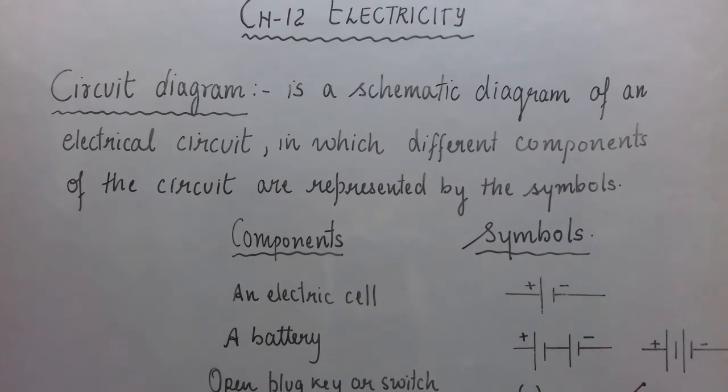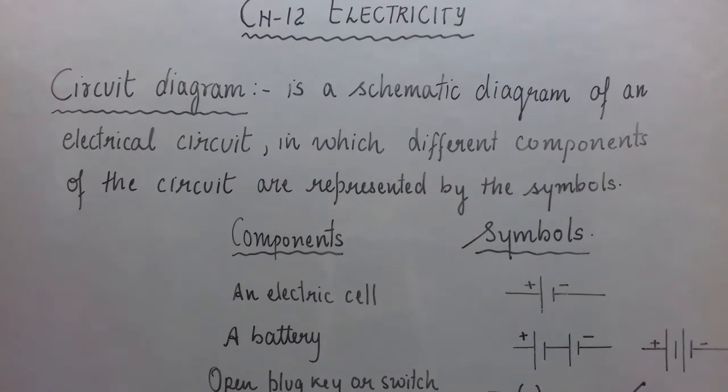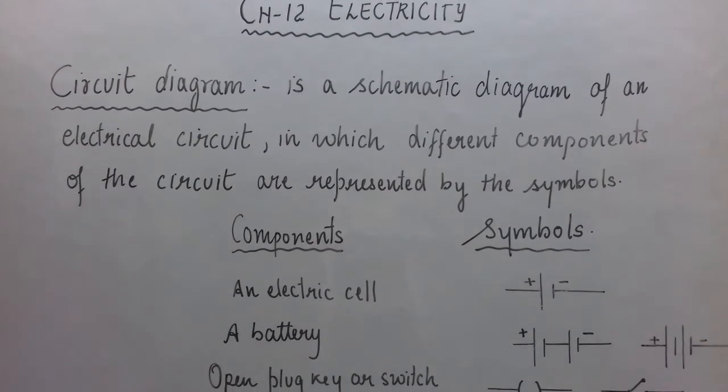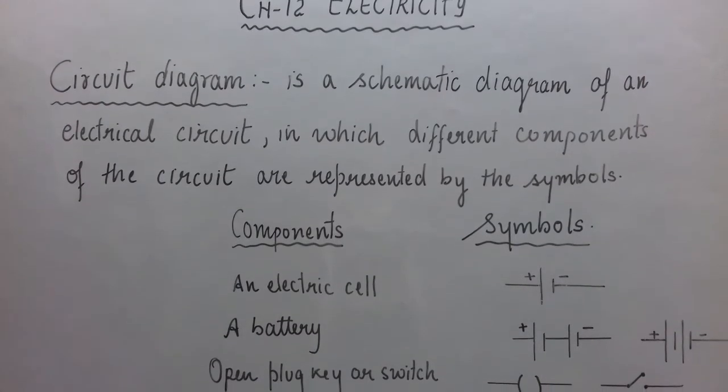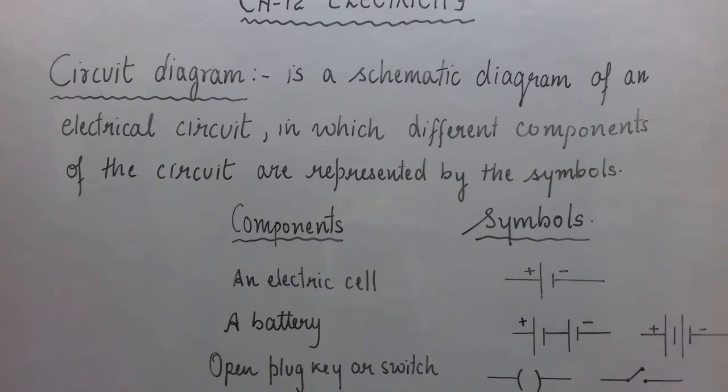One is cell or battery, because when we say electric circuit, electric current will be flowing through it when it is working, and electric current can flow only when there is potential difference. And this potential difference is created and maintained by the cell or battery. So cell or battery is a source of potential difference which should be present in all the electric circuits.